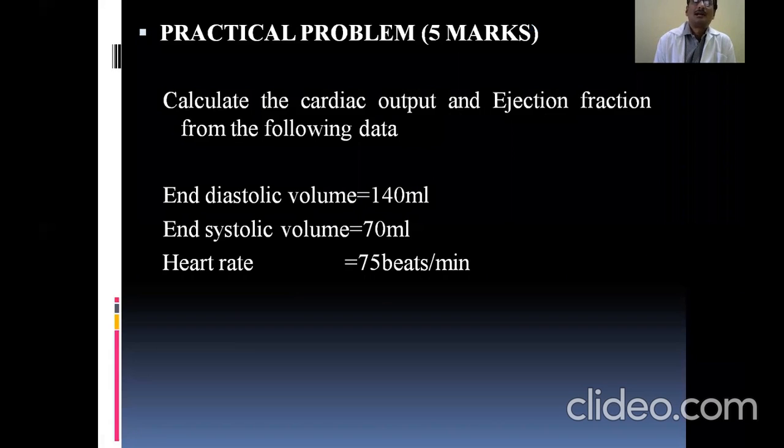So calculate the cardiac output and ejection fraction from the following data. End diastolic volume is equal to 140 ml and end systolic volume is equal to 70 ml. Heart rate is equal to 75 beats per minute. Now, from this data, we need to calculate both cardiac output as well as ejection fraction. So first, let us calculate the stroke volume.